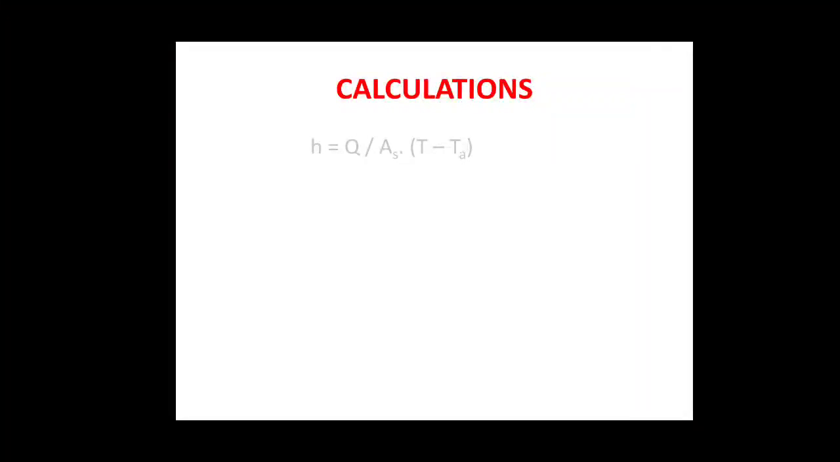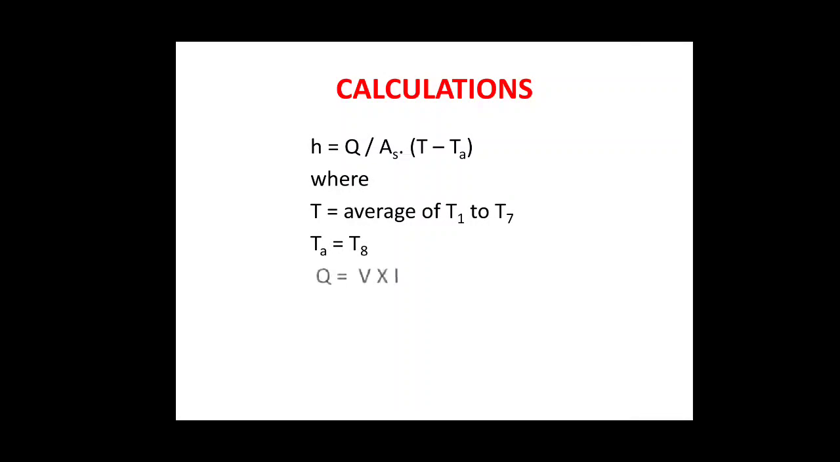For the calculation, we can find out the heat transfer coefficient by this formula, where h equals Q divided by As times (Ts minus Ta). Ts is the average of T1 to T7, that is the temperature of the surface. Ta is equal to T8, that is the ambient temperature, thermocouple 8. Q we can find out by the product of voltage and current. As is the surface area.